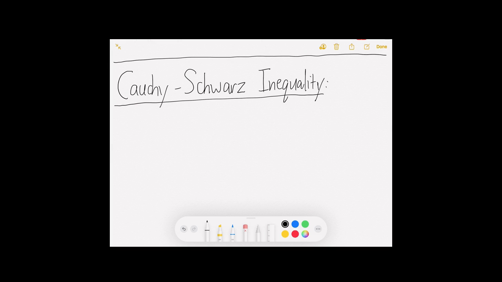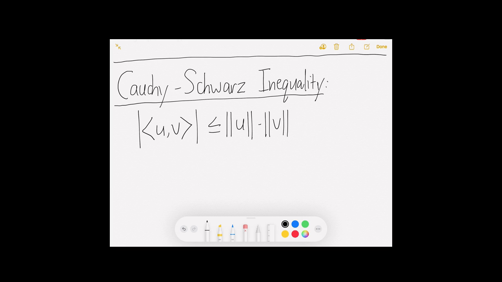So now that we have the definition for both an inner product and a norm, we can talk about the Cauchy-Schwarz inequality, which is an important relationship between the two. It basically says that if you have an inner product space, and two vectors u and v, the modulus of the inner product of u and v is going to be less than or equal to the product of the norms of u and v. And this is going to be an equality only when u and v are linearly dependent.